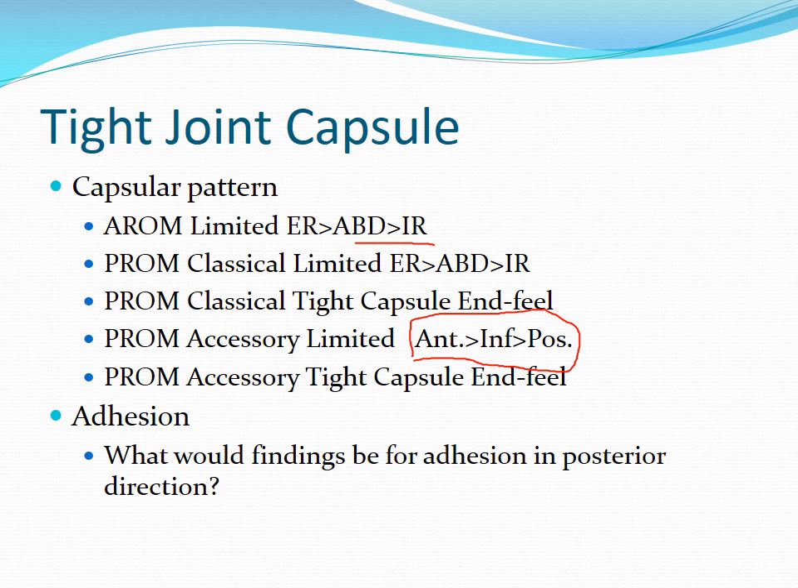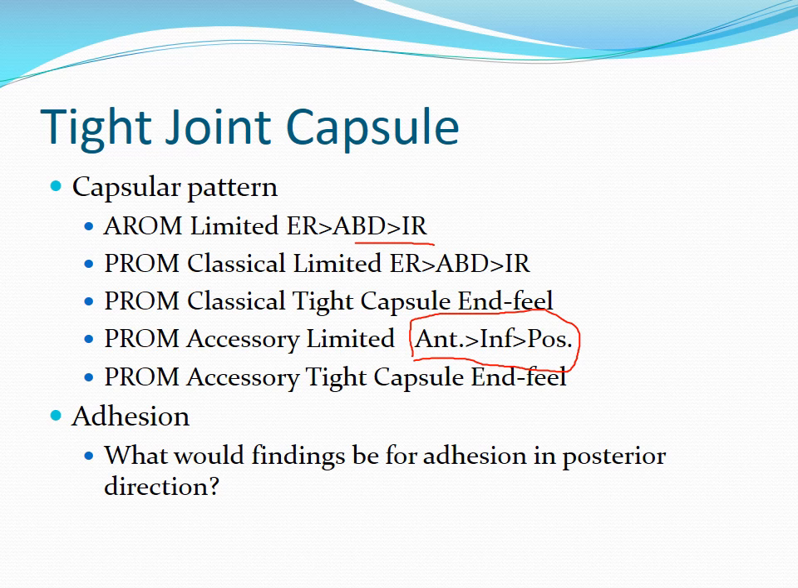Okay, here we see it again. Tight joint capsule again. Same pattern, where I left this in here as a review. So the capsular pattern, again, we're always looking at these two steps, really broken into three sets. So we have active range of motion, passive range of motion classical, and passive range of motion accessory. When we're looking at the shoulder joint, we have a pattern of external rotation is limited greater than abduction, which is limited greater than internal rotation.